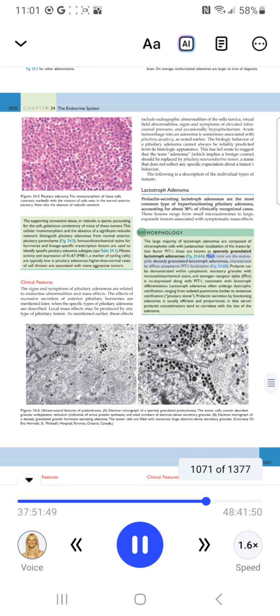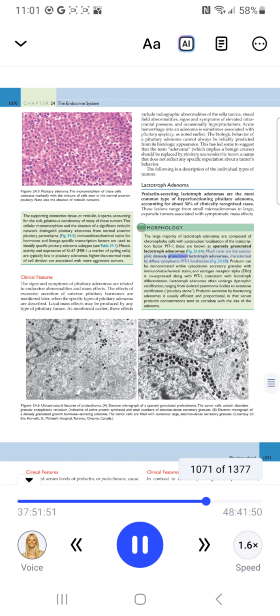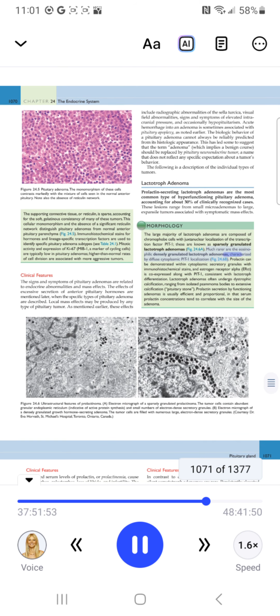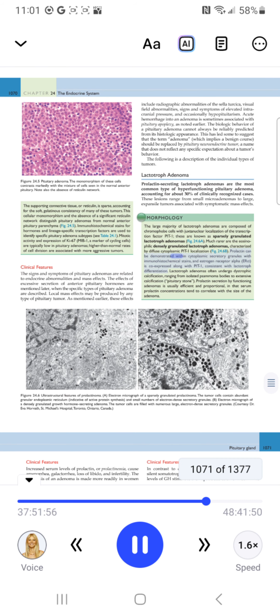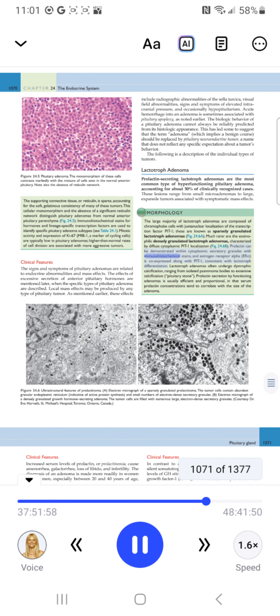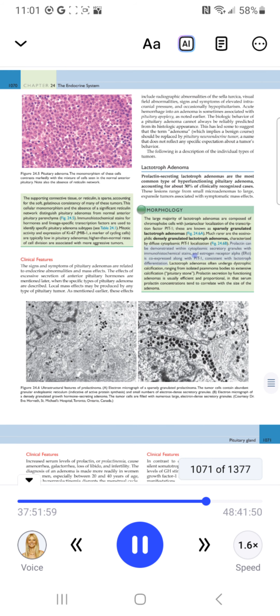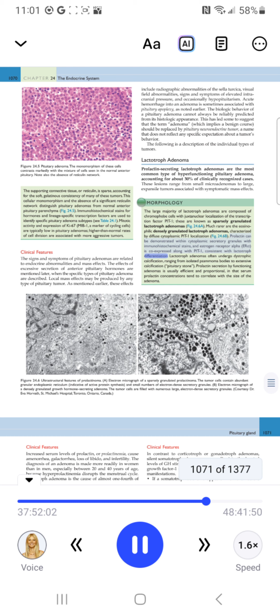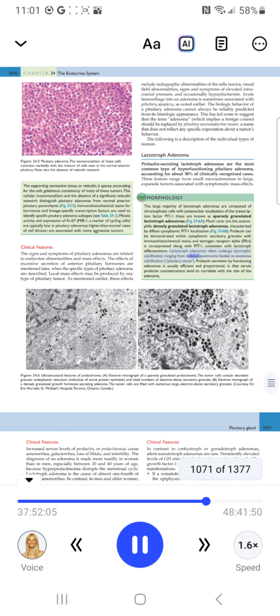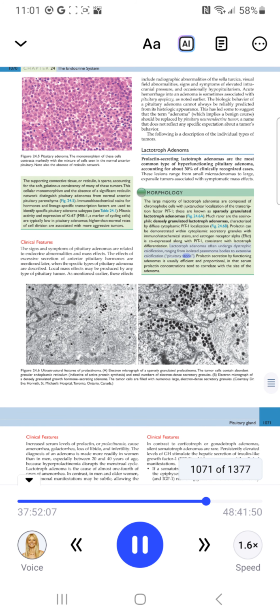Much rarer are the eosinophilic densely granulated lactotroph adenomas, characterized by diffuse cytoplasmic PIT-1 localization. Prolactin can be demonstrated within cytoplasmic secretory granules with immunohistochemical stains, and estrogen receptor alpha is co-expressed along with PIT-1, consistent with lactotroph differentiation. Lactotroph adenomas often undergo dystrophic calcification, ranging from isolated psammoma bodies to extensive calcification, a pituitary stone.